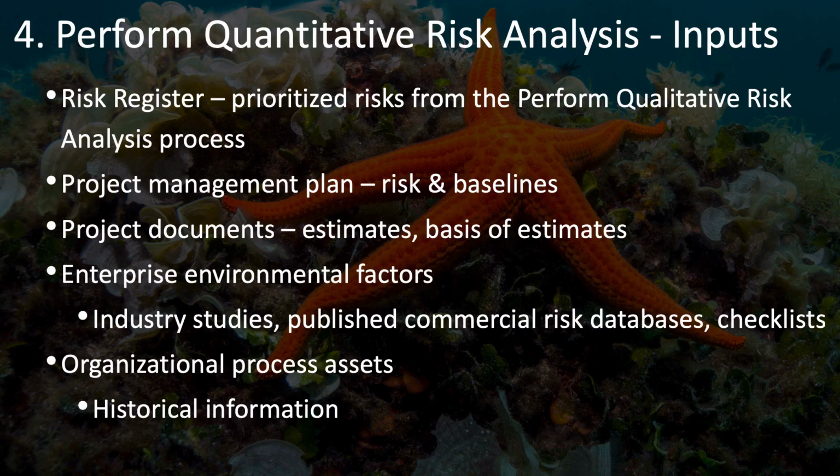Your inputs to perform quantitative risk analysis are many, starting with the risk register, from which you'll pull the highest priority risks that you've identified from your perform qualitative risk analysis process. Your project management plan, including your risk management plan and all of your different baselines, your estimates, your basis of estimates, forecasts, and all kinds of information that you need to plug into your simulation in order to do this analysis. You'll also want to consult various enterprise environmental factors and organizational process assets.